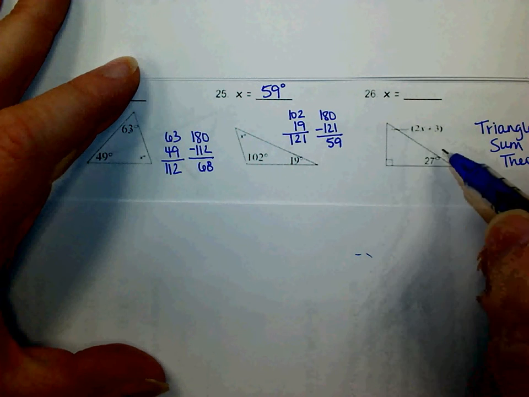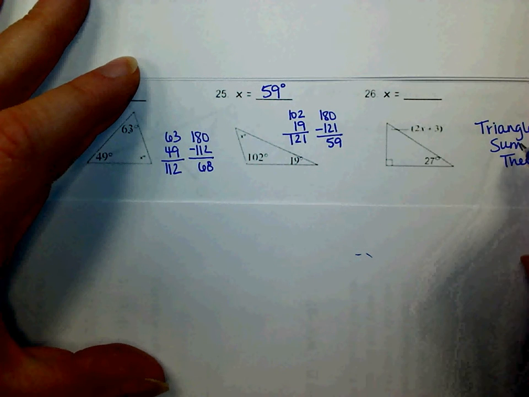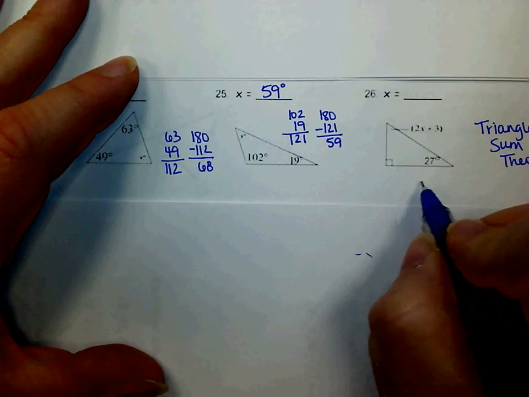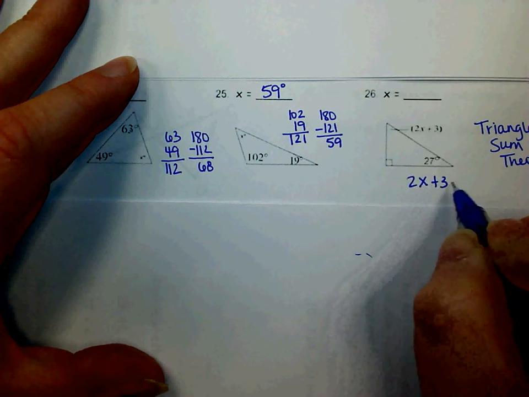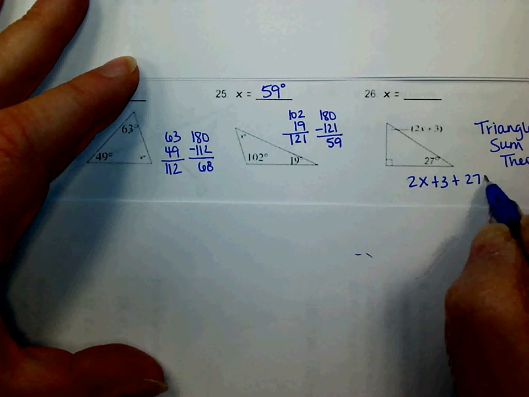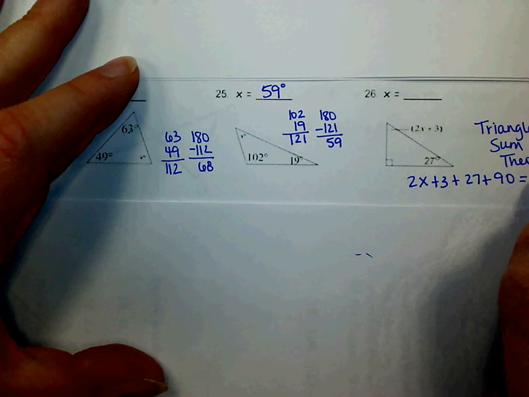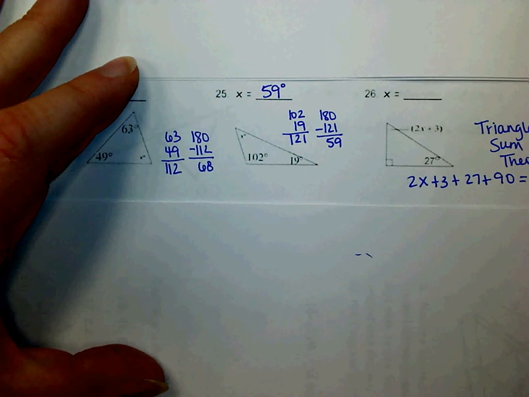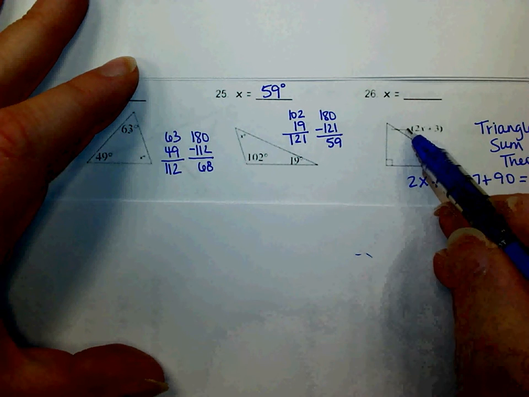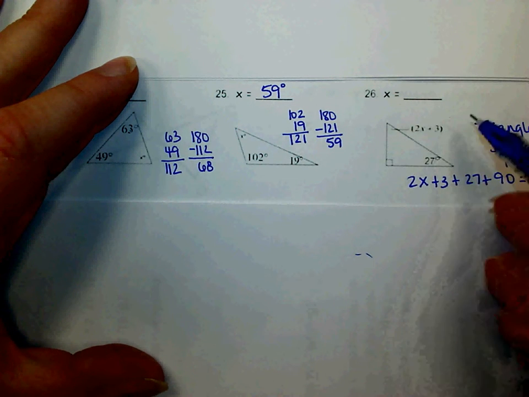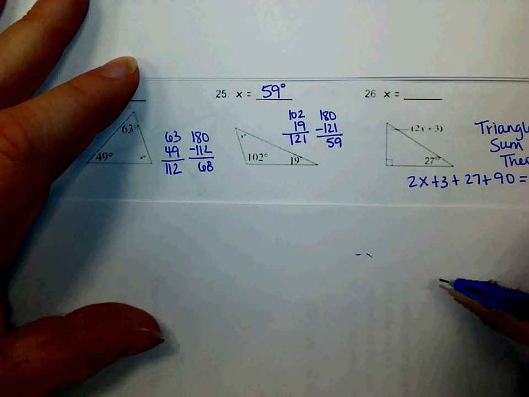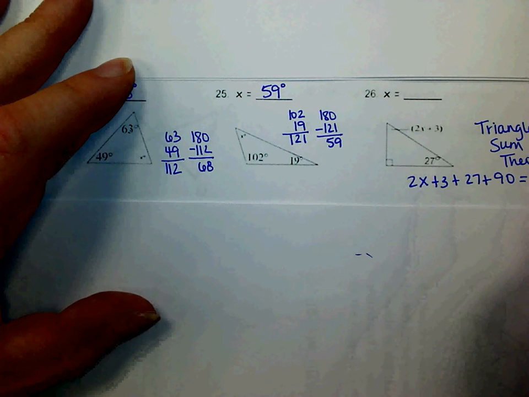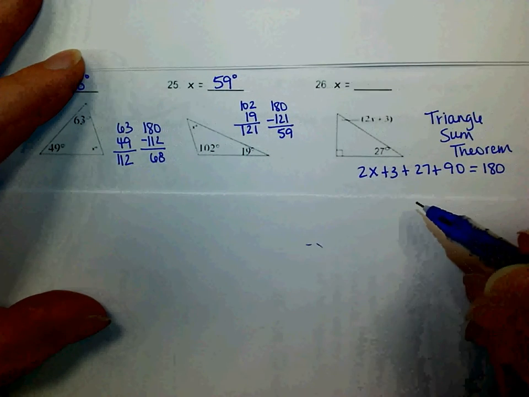You can use all three angles with the triangle sum theorem that says that the 2x plus 3 plus the 27 plus the 90-degree angle has to equal 180. Your parentheses are not needed around the 2x plus 3 since there's nothing to distribute and there's not an exponent to apply either. So that's one of your equations that you could use.